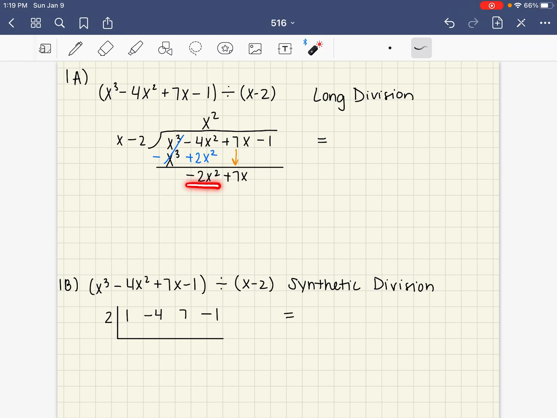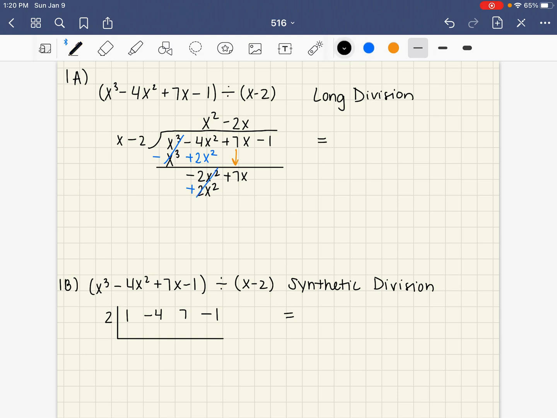So how many times does x go into -2x squared? So it goes into it -2x times. I put that on top of the x term. And now we're going to multiply the -2x by these and subtract. So -2x times x is a -2x squared, but we're subtracting it, so it'll be plus 2x squared.